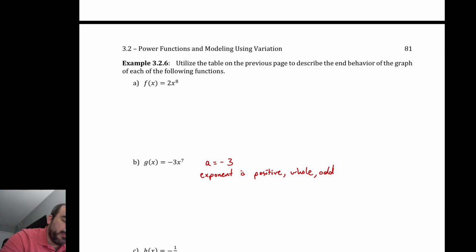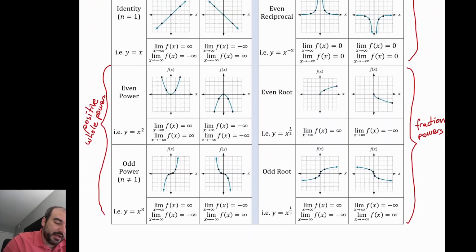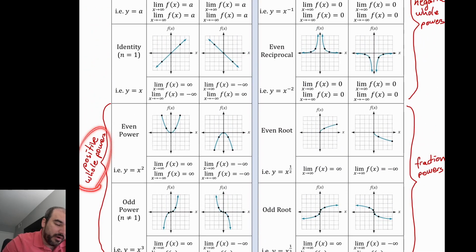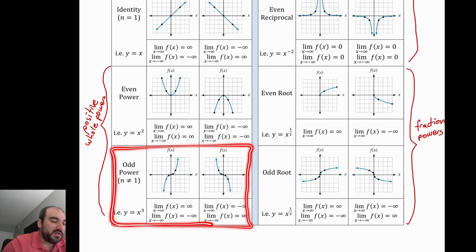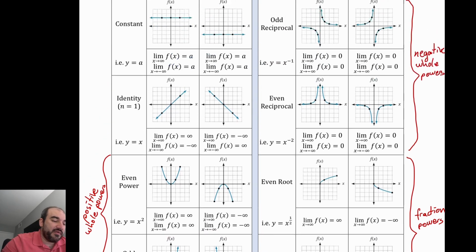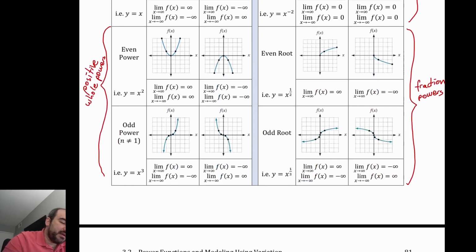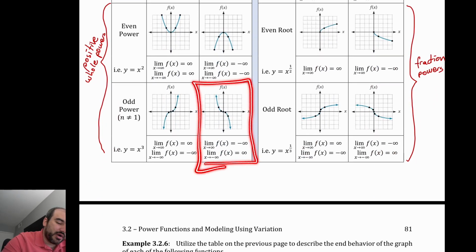So we're going to go to our table, and we're going to find the box where the exponent is positive, whole, and odd. And then we're going to look at the box where the coefficient a is negative. So if I go back here, positive whole powers are over here in these two sections. And then I have an odd power, which means I'm in this box here, right? And my a was negative, which if I look at the top, that's the second column here. So we're in this box. So our graph is going to look something like that. And this is going to be our end behavior that we're going to write as our answer.